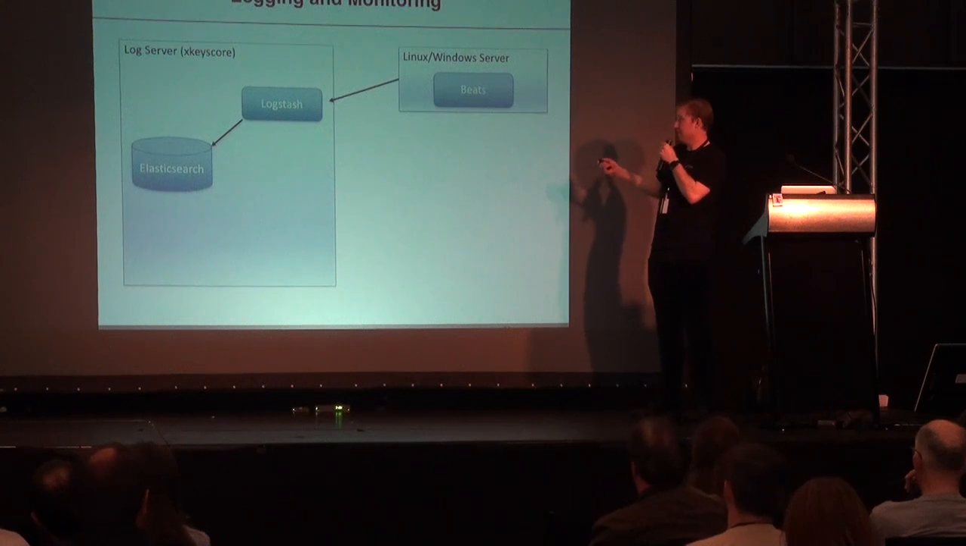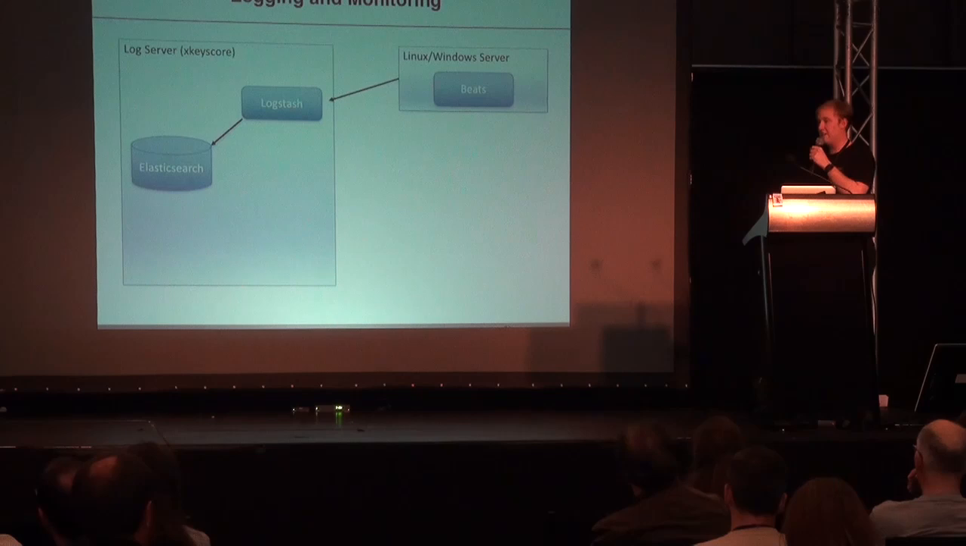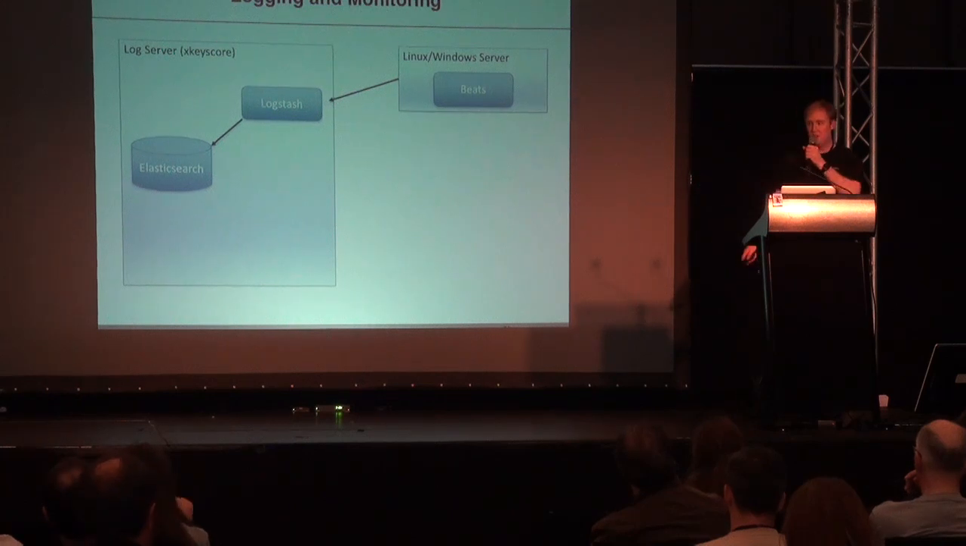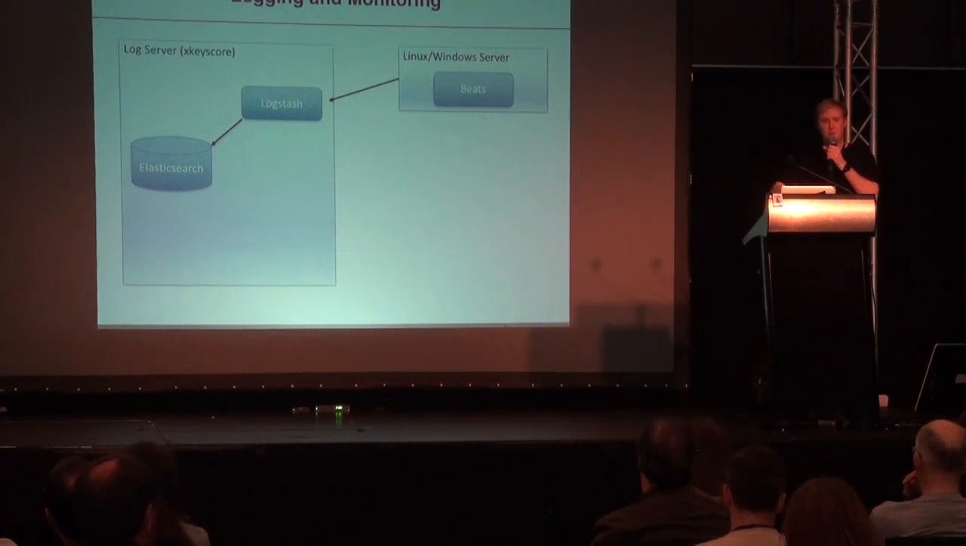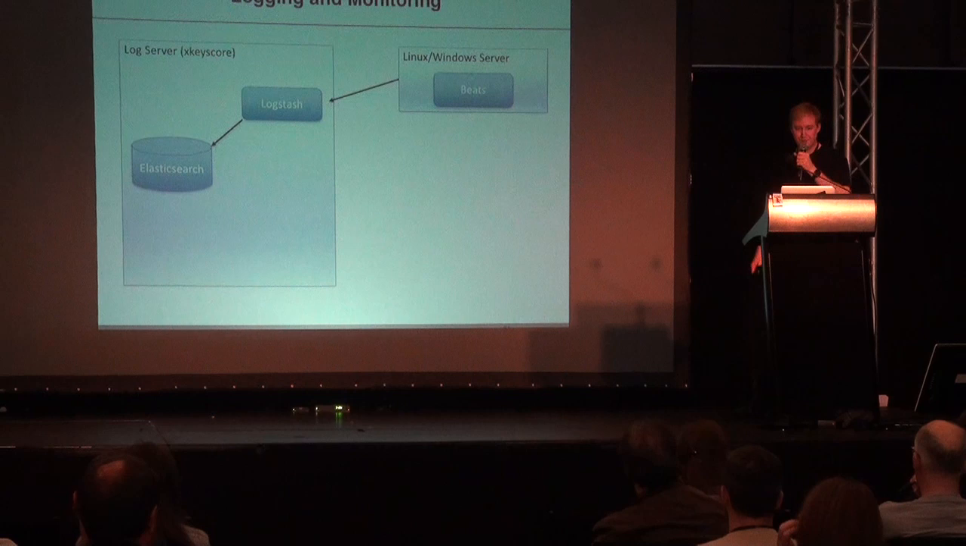The native format is what are known as beats. So you can have file beats, which will pull data in from files on the file system. You can have Win event log beats, which will pull data from Windows event logs. You can have packet beats, which will parse out packets as they traverse the network. Whole bunch of stuff, both for security monitoring and performance.